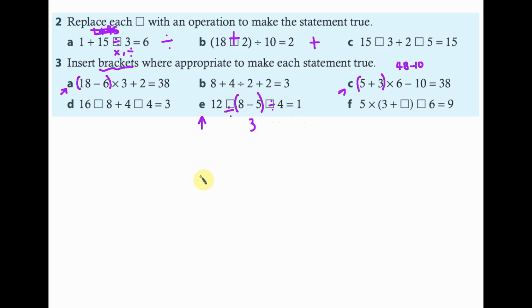So let me rewrite this. 12 divided by, you do 8 minus 5 first, divide by 4. In here, 8 minus 5 is 3. 12 divided by 3, I get 4. 4 divided by 4, I get 1. Oh, this one works. So this will take some time to get it correct, but there is definitely one answer for you to find.